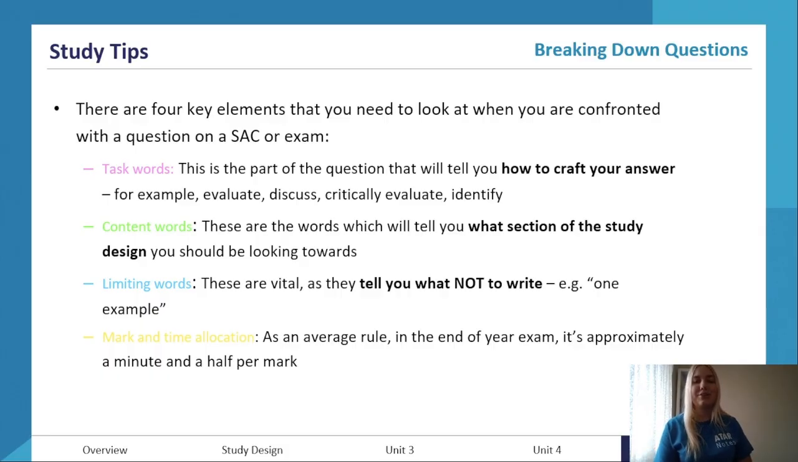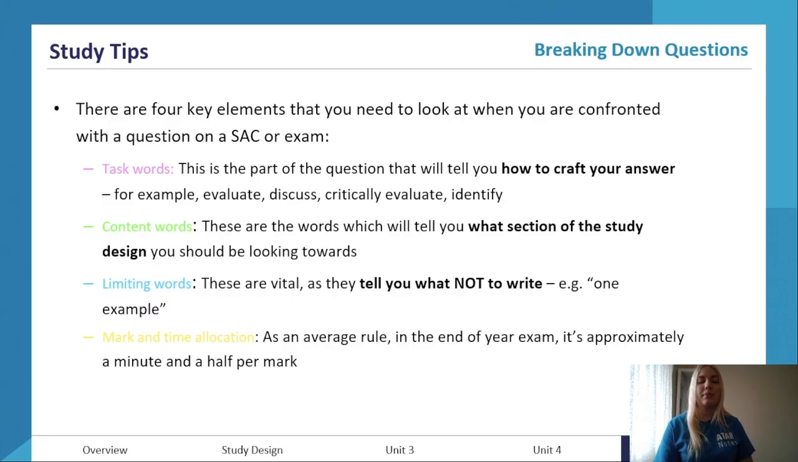Okay, lastly, we're on to our study tips. So the first thing is breaking down questions, and I want you to make sure you don't skip this step and you address your questions properly so you can get all the marks and ensure your success. So first of all, look at the task words. The task word tells you how you need to craft your answer. So for instance, evaluate means you need to write about strengths and weaknesses. Discuss means you need to talk about pros and cons. Identify means you just need to state the thing that it's asking for, and you don't even need to write a full sentence.